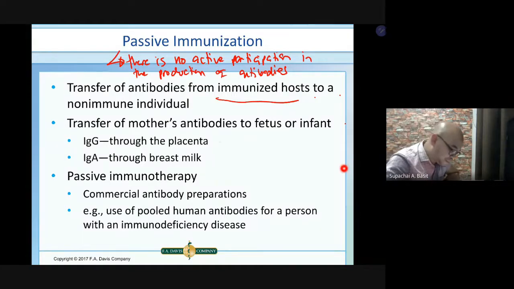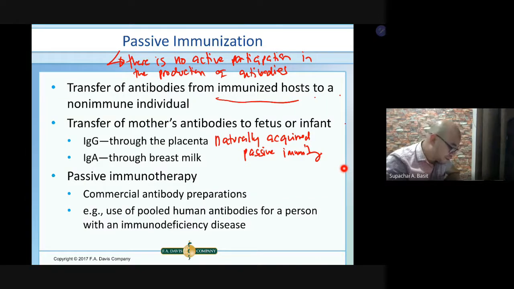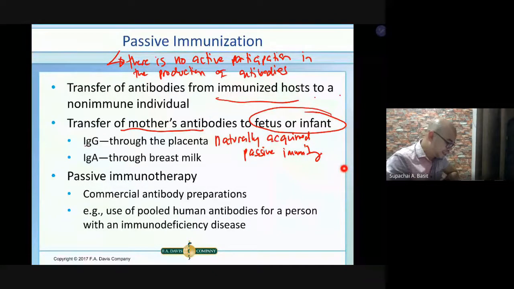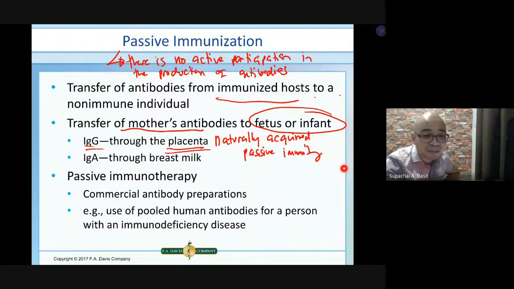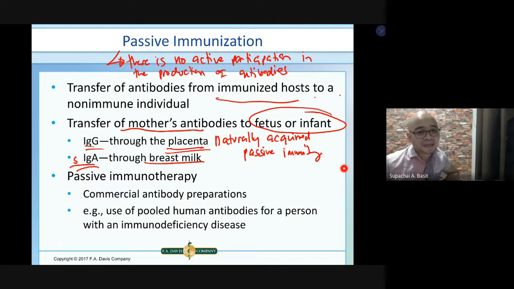The first type is called naturally acquired passive immunity. In naturally acquired passive immunity, maternal antibodies are transferred to the fetus or infant: IgG through the placenta, because it is the only one that can pass through the placenta, and secretory IgA through breast milk. These are examples of naturally acquired passive immunity.